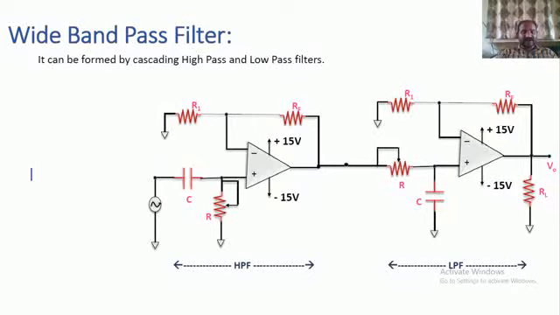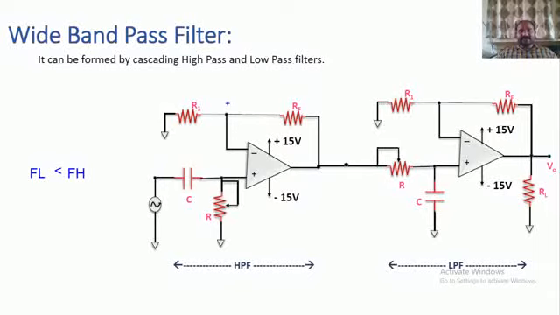For the high pass filter we have the low cutoff frequency, and for the low pass filter we have the high cutoff frequency. Whatever filters we choose in constructing the band pass filter, we are supposed to choose the high pass filter in such a way that its low cutoff frequency should be less than the high cutoff frequency of the low pass filter. Then only we can get the band pass filter.